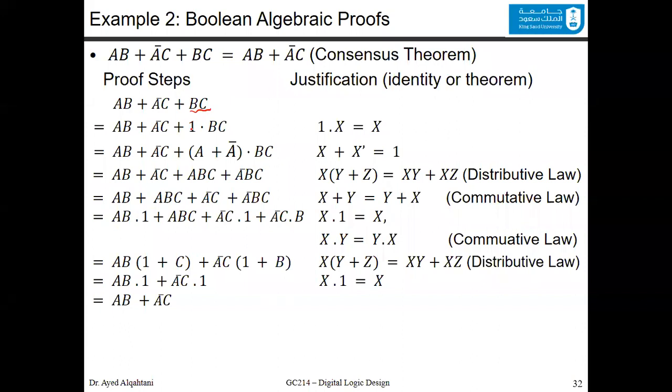So you add 1 ANDed with this one, and then you get the representation of the one, which is A or A bar. This is the Boolean algebraic law that we used. And after this, we use the distributive. You distribute the B, C here and here. This is what we have.